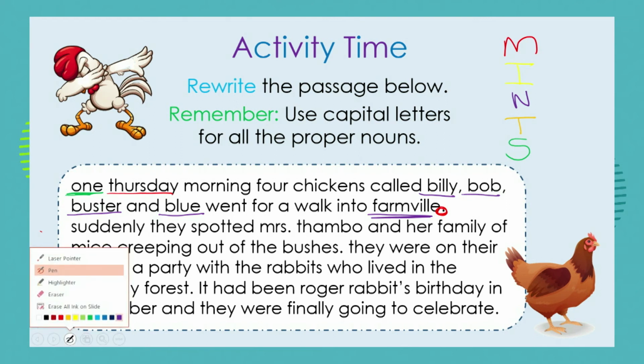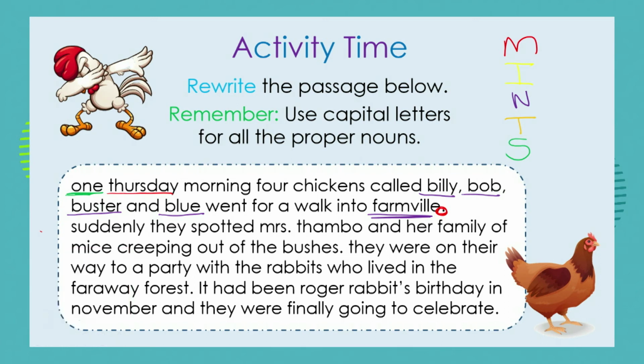So now what we're going to do is we're going to take a color and we are going to correct them. So remember, we would say One Thursday morning, 4 chickens called Billy, Bob, Buster, and Blue went for a walk into Farmville. Okay, can you see, grade 5s, how we've broken up the sentence? We've applied MINTS to that sentence to just make sure. You can use this when you edit your writing in terms of your creative writing. Maybe just have your little MINTS there with you, broken down, and then you can actually analyze and see what needs to be capitalized.